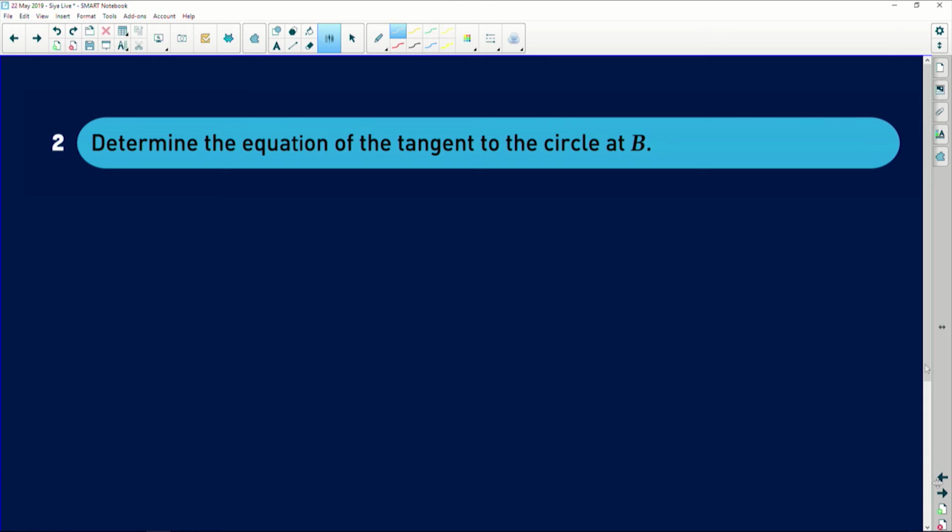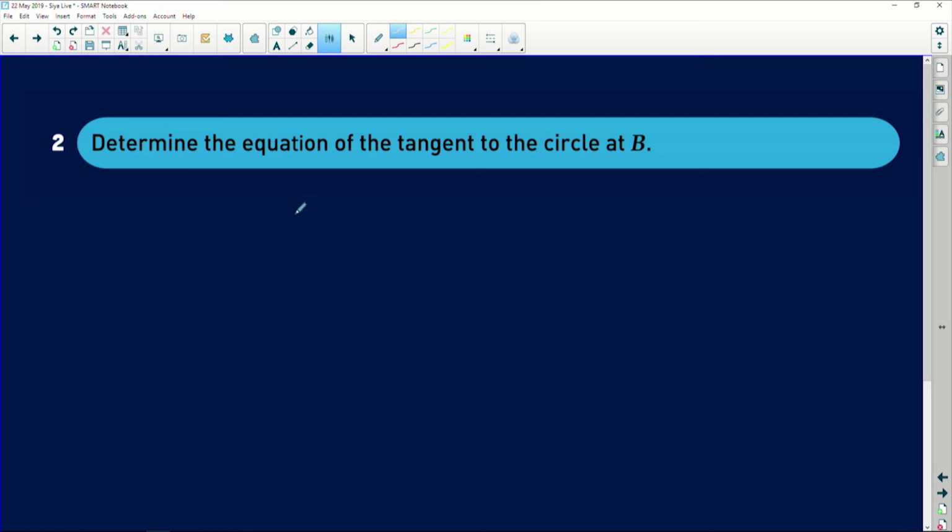Now, a tangent to a circle, from your Euclidean geometry, you know that it is perpendicular to the radius of that particular circle. So it means if I know the coordinates that make up a radius, I can then find the gradient of that, multiplied by the gradient of the tangent, and then say equal to minus 1, because they have a perpendicular relationship with each other. So that's one thing to consider when you are dealing with this question.